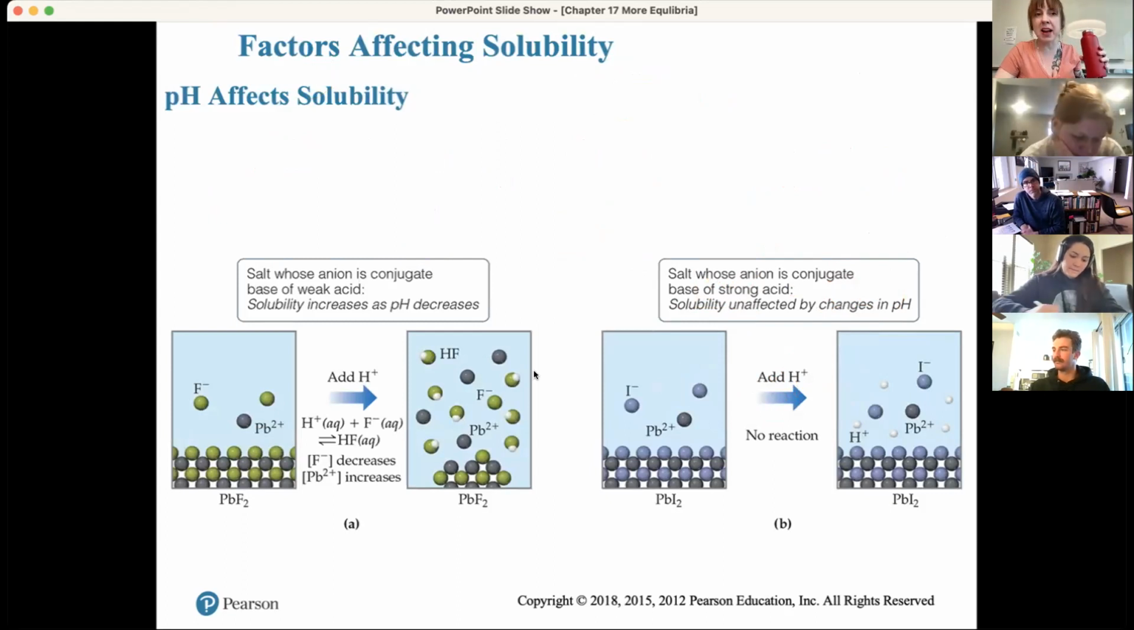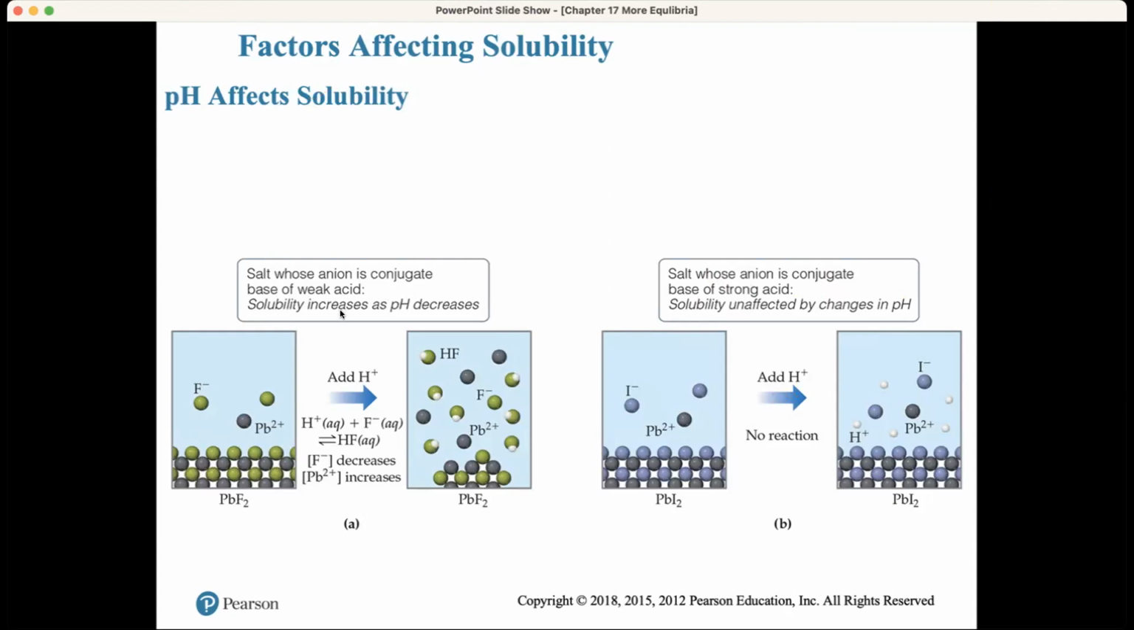So we talked about common ion, now pH. Basically, if my ionic compound has something that can react with either an acidic solution or a basic solution, which if I have an acidic solution, what do I have a lot of? Hydronium. Good, a lot of hydronium. So if I have something that can react with hydronium, then it will. If I have something that can react with hydroxide, then it will, and that will affect it.